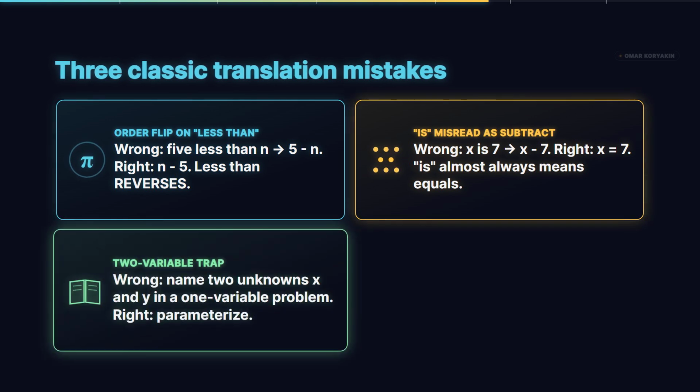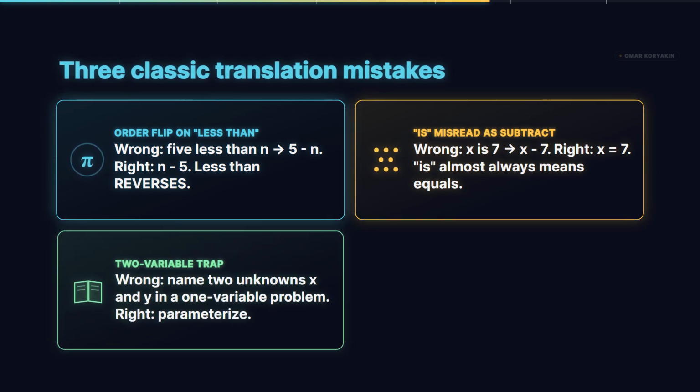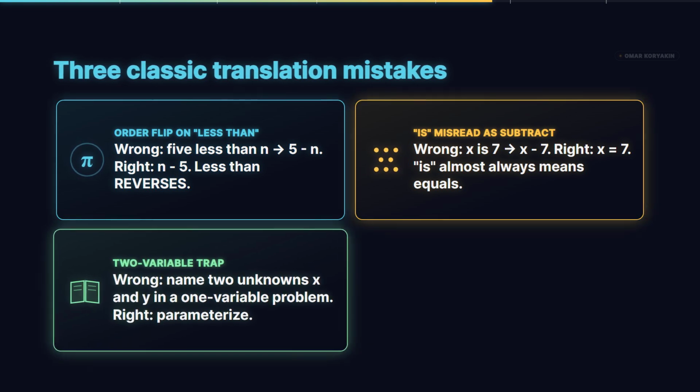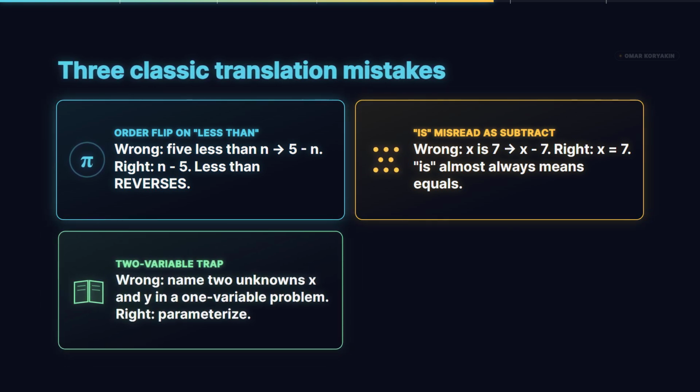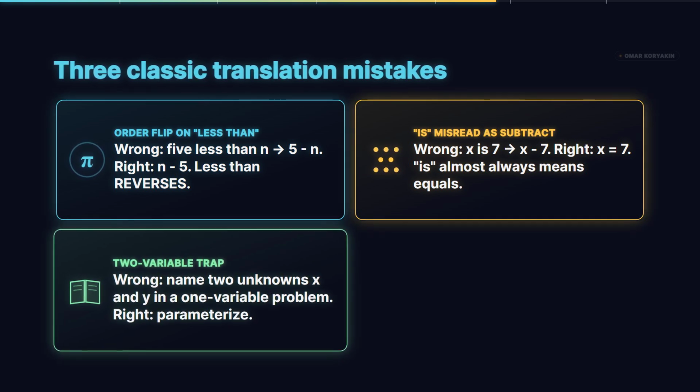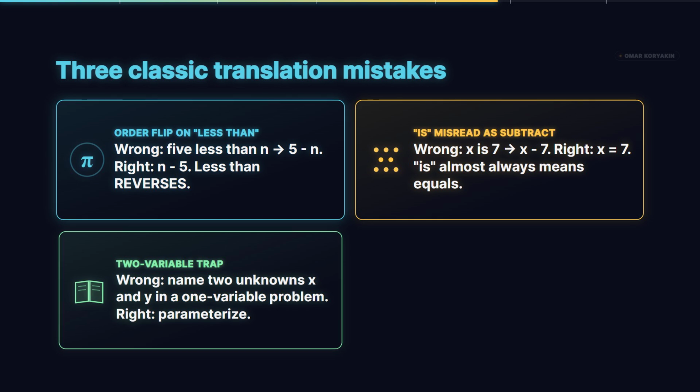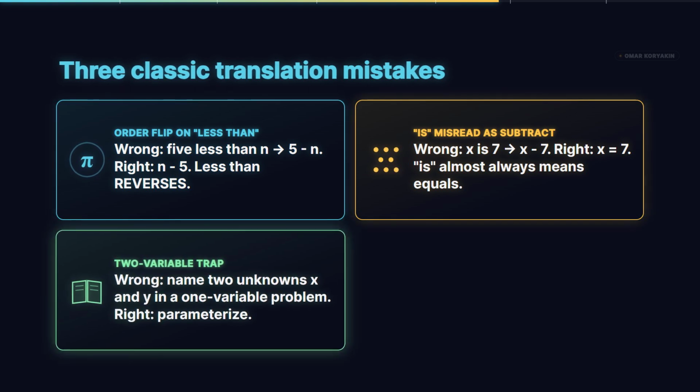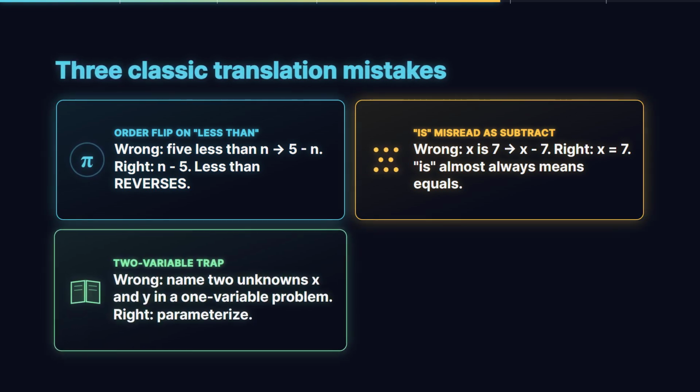Third mistake: naming two variables when the problem only requires one, or naming one variable when the problem requires two. Consecutive integers, ages of relatives, prices of bundled items all need to be parameterized in terms of one variable. Choose a base, write the rest as offsets from the base.